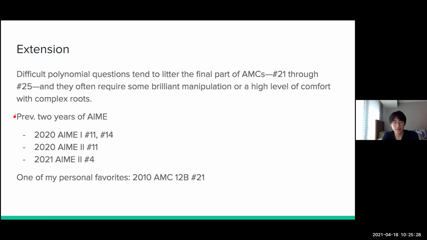I just looked over the previous 2 years of AMC 12A and AMC 12B, and I saw that there were 4 questions, which means these come up pretty frequently, especially in the 2020 AMC 12A, where it came out twice in the second half. So yeah, these questions tend to be pretty difficult. So don't worry too much if you can't solve all of these. And this is just an add-on.